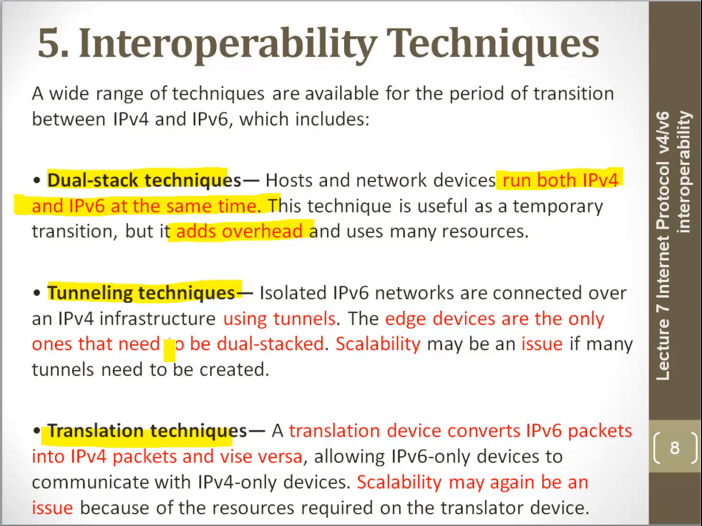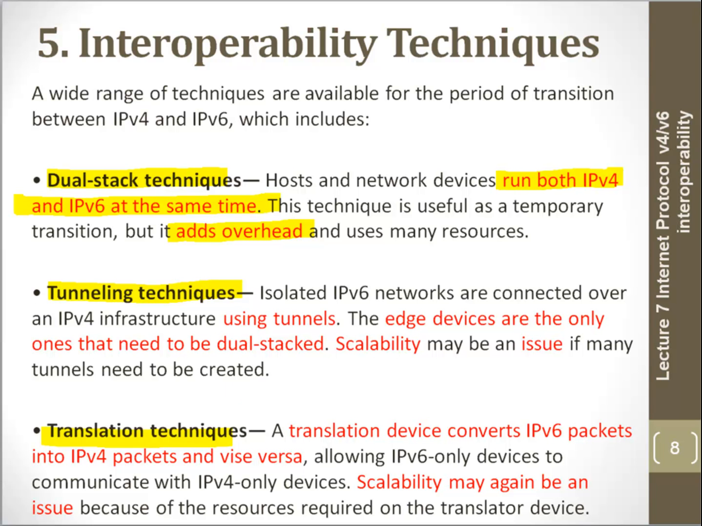Now the second one is the tunneling technique. Here we use a concept called tunneling, which means encapsulation will be available. You can do the tunneling and send the data, that is the packet, from one network to another network. We will see this later. Then the translation technique is about converting from 4 to 6 or 6 to 4. We are going to do some conversions. So these are the 3 different interoperability techniques available to handle both 4 and 6.